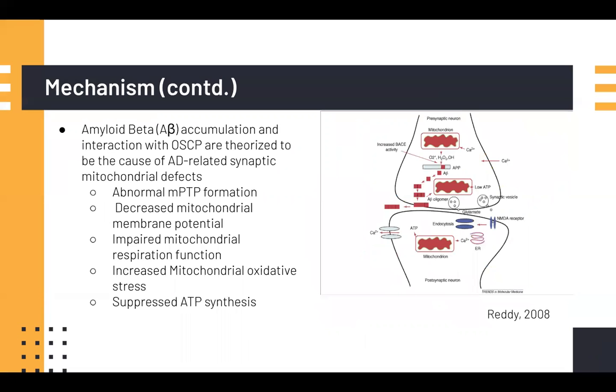The abnormal buildup of amyloid beta and the subsequent amyloid beta toxicity plays an integral role in the pathophysiology of Alzheimer's disease-related mitochondrial synapse degradation. There is strong evidence to suggest that interaction between OSCP and amyloid beta impairs mitochondrial function through wider F1F0 ATP synthase dysfunction and instability. Abnormal MPTP formation resulting from amyloid beta OSCP interaction is responsible for a host of mitochondrial defects, including suppressed ATP synthesis, lowered mitochondrial membrane potential, and overall oxidative phosphorylation deficiency.